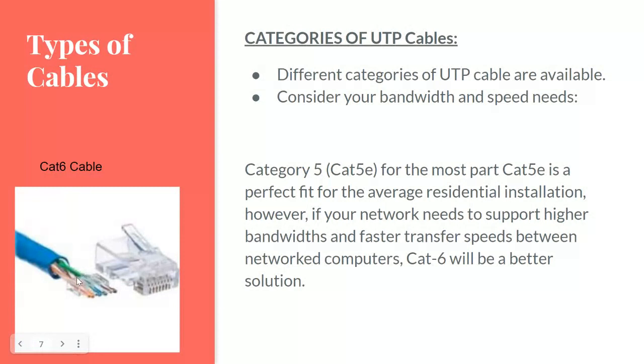Types of cables. So different categories of unshielded twisted pair cables are available. You'd want to consider your bandwidth and speed needs. Cat5. For the most part, Cat5 is a perfect fit for the average residential installation. However, if your network needs to support higher bandwidths and faster transfer speeds, you'd want to consider Cat6.